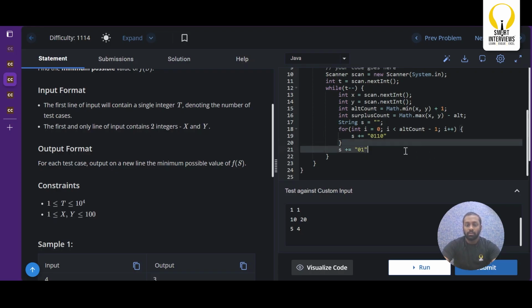Is the same happening over here? Check. Exact same is happening over here. Alt count minus 1 times, you're appending 0110, then you're appending 01 at last. So with this, the alternating string is formed.